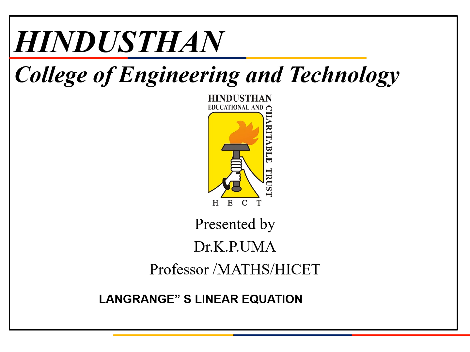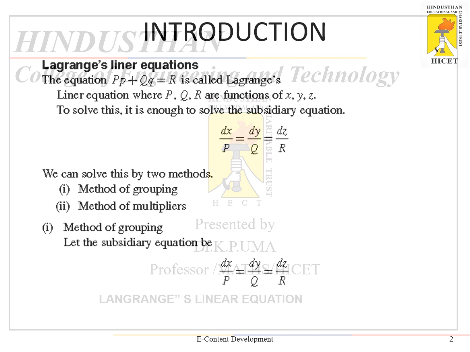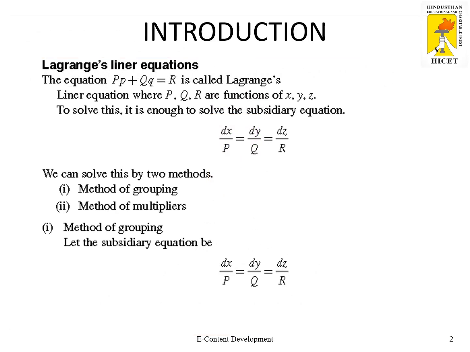In this video, we are going to see Lagrange's linear equation, how to solve the Lagrange's linear equation. First of all, let us see what is Lagrange's linear equation. The type of Lagrange's equation is Pp plus Qq equal to R, where capital letters P, Q, R are functions of x, y, z.